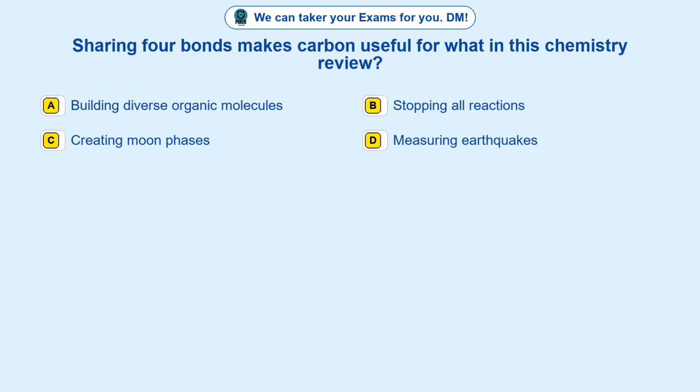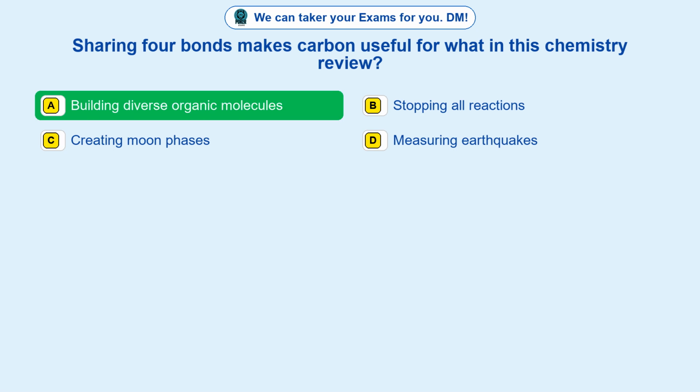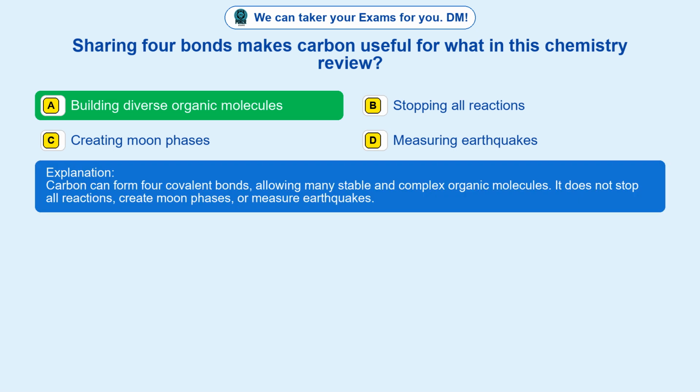Question 52. Sharing 4 bonds makes carbon useful for what in this chemistry review? Option A, building diverse organic molecules. Option B, stopping all reactions. Option C, creating moon phases. Option D, measuring earthquakes. The correct answer is option A, building diverse organic molecules. Carbon can form 4 covalent bonds, allowing many stable and complex organic molecules. It does not stop all reactions, create moon phases, or measure earthquakes.